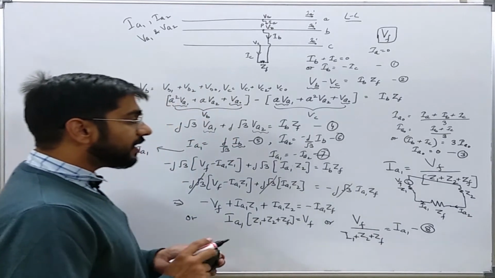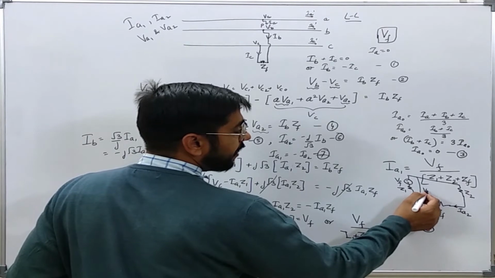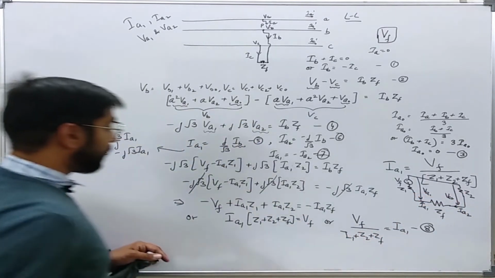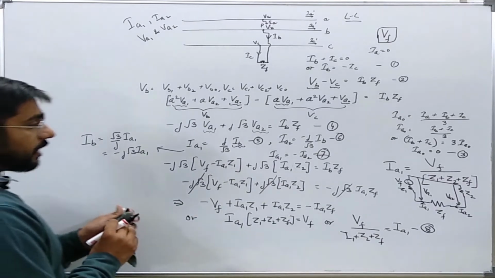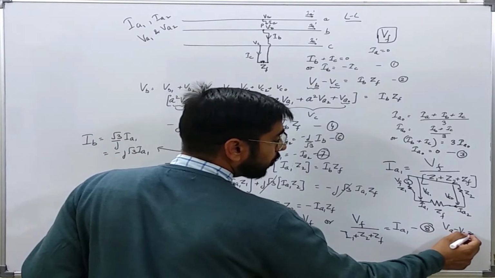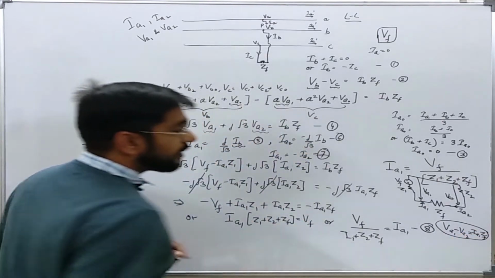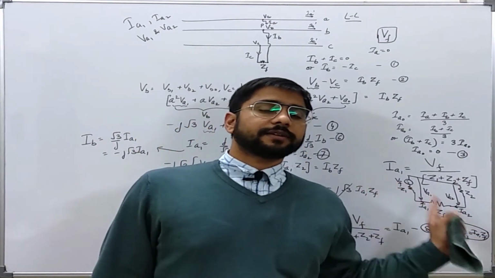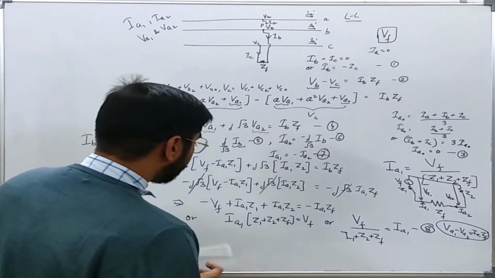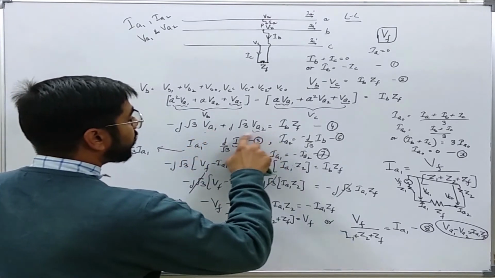So the only thing remaining is if we somehow find VA1 minus VA2. If we find that VA1 minus VA2 is equal to IA1 ZF, then we will be sure that this is the equivalent connection of the sequence networks for line to line fault. Let us try to get this equation also. What we will do? We will use equation number 4 again.